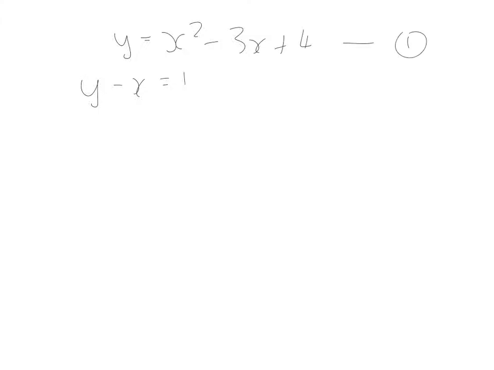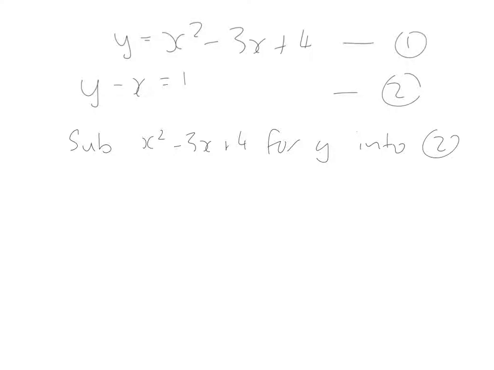So we've got equation 1 and equation 2 here, but if you have a look at equation 1, y is already the subject of the equation. So what we're going to do is simply take what y is equal to, x squared minus 3x plus 4, and substitute it into the second equation. So we substitute x squared minus 3x plus 4 for y into the second equation. What do we have then? So instead of y, we write x squared minus 3x plus 4, and then we have that minus x at the end, and it equals 1.